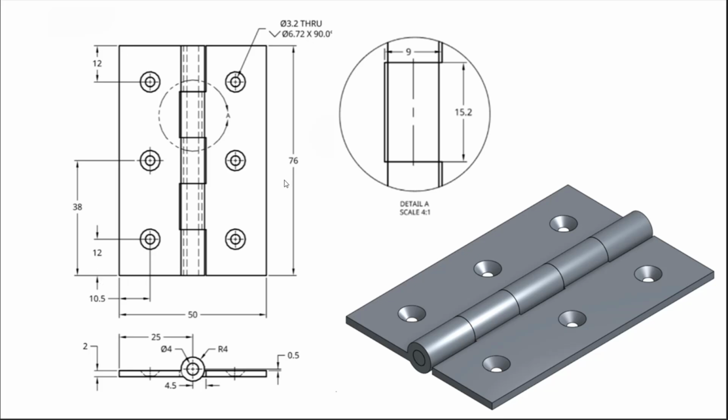Now let's see detailed view A. It zooms into the hinge panel spacing. So each breadth is 9 mm. The length of the knuckle is 15.2 mm. This alternating arrangement allows smooth rotation of a hinge pin.